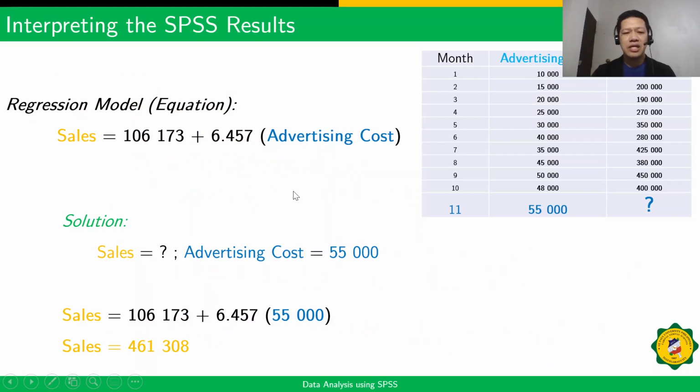So, to answer the question a while ago, what will be the predicted sales if the company or business spent 55,000 pesos in advertisement? You will just do substitution in our regression equation. So our advertising cost is 55,000 and you multiply that with 6.457 and you add it to our constant, the total sales will be 461,308 pesos. So that will be the predicted sales for the 11th month.